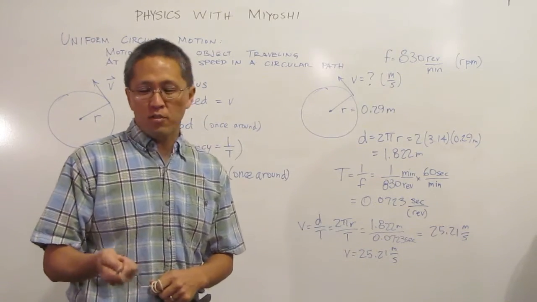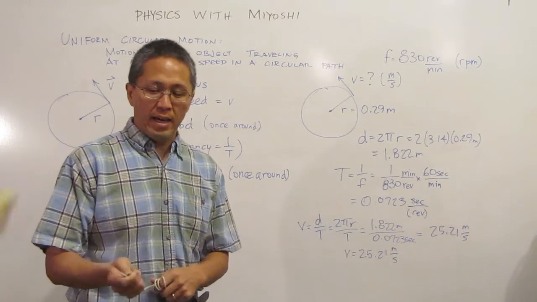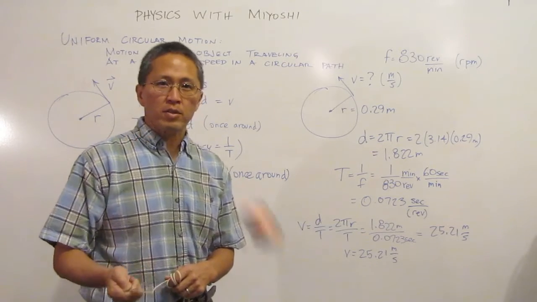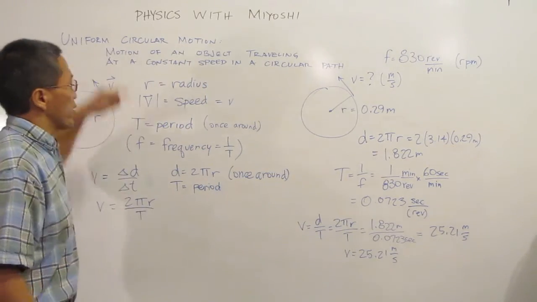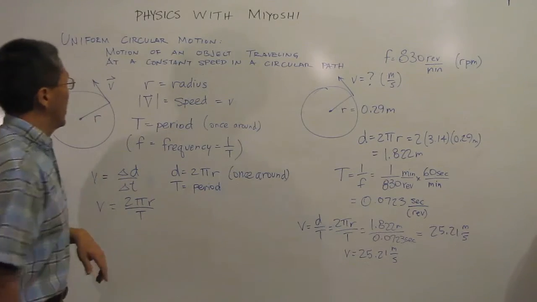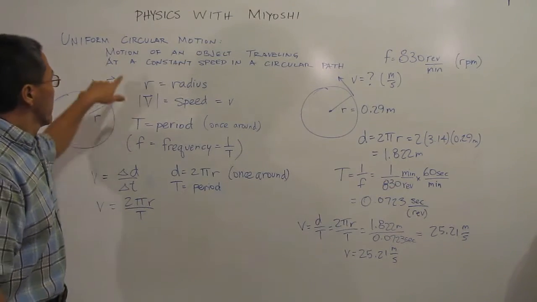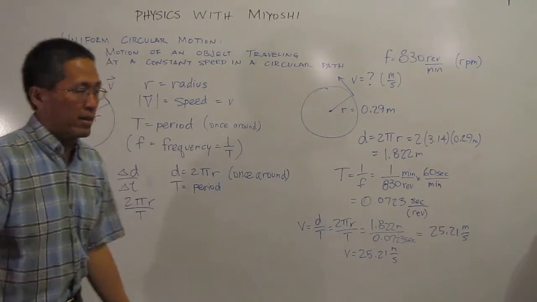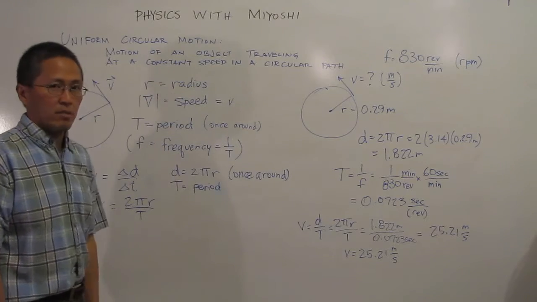Today we're here to talk about uniform circular motion, which is why I am twirling this ball around. And so we're going to talk about all the things that uniform circular motion means. So, let's start. Uniform circular motion, first of all, the definition is that it's a motion of an object traveling at a constant speed in a circular path. So the trick here is that it's constant speed, and of course it is a circular path since we're talking about uniform circular motion. The uniform part meaning the constant speed.